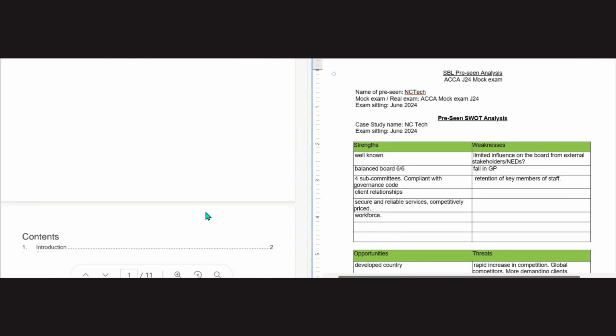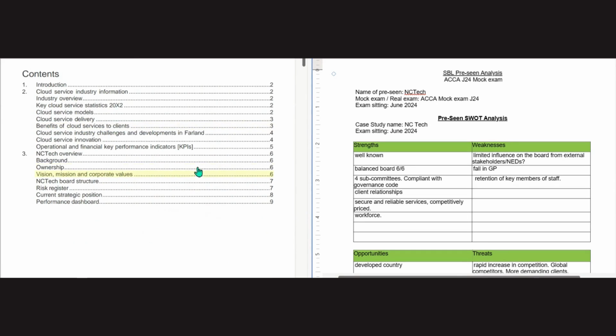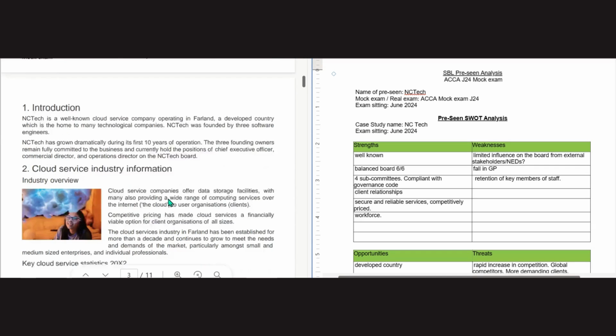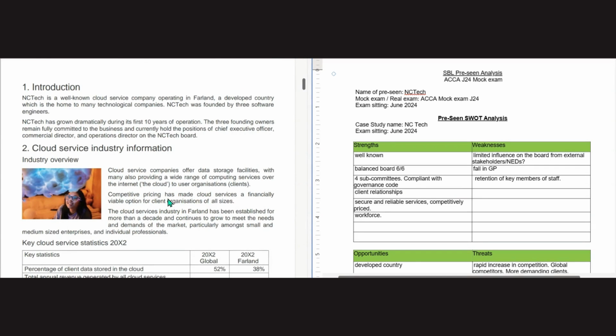So what do we do next? Well, next we go through and we see that the first half of the contents are all about the industry, and then starting here with NC Tech overview, we have the rest of it, which is all about the organization, which is called NC Tech. Okay, so then we go through the case study, and as we do that, we identify information which is key, and we put it somewhere into our analysis document.